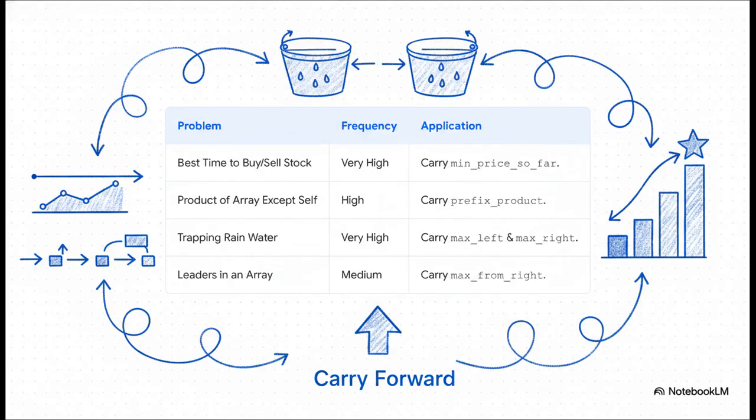Let's just look at this table for a second. It's basically your study guide right here. You see this pattern everywhere. For best time to buy and sell stock, a super common one, you just carry the minimum price so far. For leaders in an array, you do the same thing but backwards. You carry the maximum from the right. It's the same core idea, just applied in slightly different ways. You've got to master the pattern, not just memorize the problem.